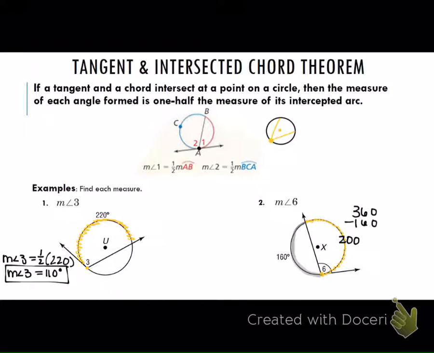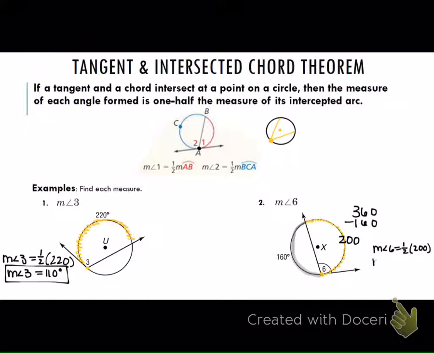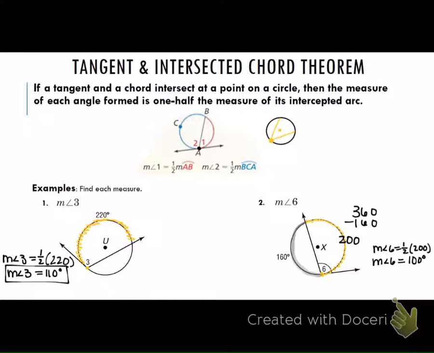So originally, it did not look like we could do this problem, but we realized it made a whole circle, which is 360 degrees, so we subtracted that. So we know that the measure of angle 6 is half of 200, which is 100 degrees. So again, think back to yesterday. If the vertex of your angle lies on the circle, then it's half the measure of the arc.